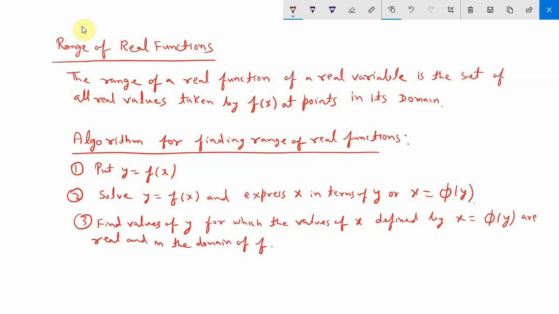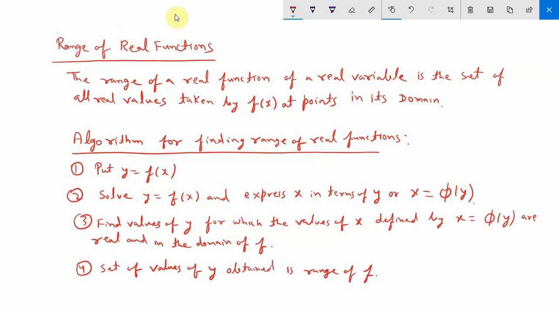Okay, so whatever is obtained from the above state, so say all values of y obtained is the range of f. Okay, friends. So we will try to understand how to find the range of real functions by doing some problems. So this is the algorithm.